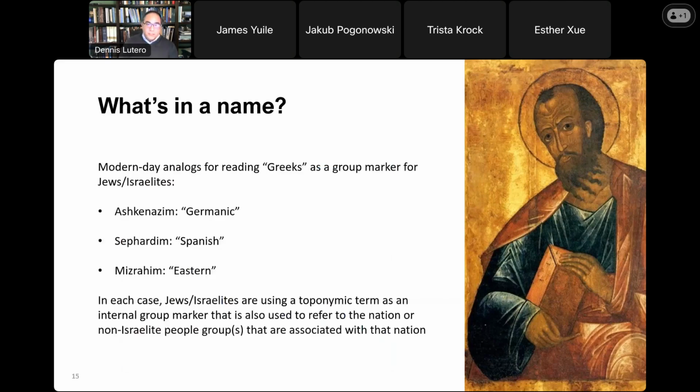So, to bolster this claim, let's look at three modern-day analogs. These three terms, Ashkenazim, Sephardim, Mizrahim, all originate as place and or people group names in the Hebrew language, and yet Jews/Israelites use them today to refer to people living in those regions.